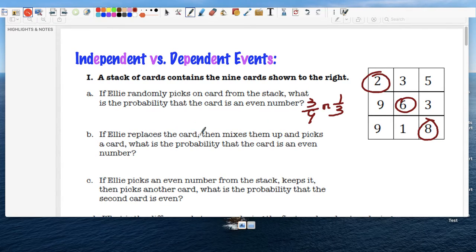If Ellie replaces the card and mixes them up and picks a card, what's the probability that the card is an even number? So she took the first card, she puts it back. It's still 3 over 9 because the total hasn't changed, right? Or again, 1 over 3.